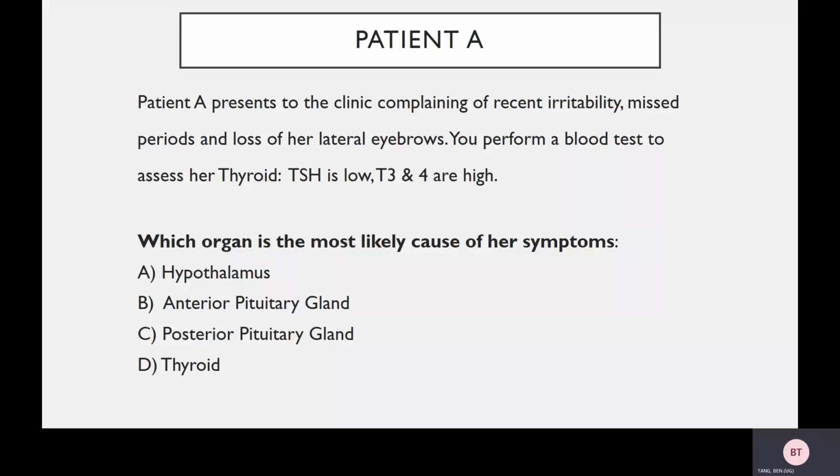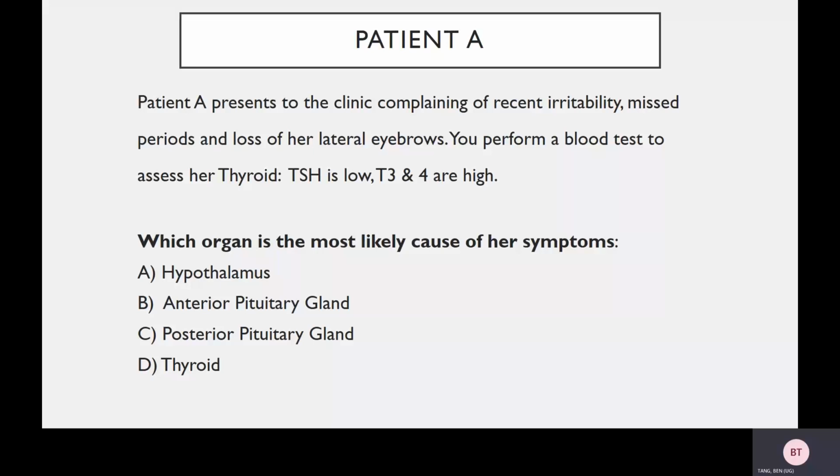You then perform a blood test to assess a thyroid level. You find that TSH is low and T3 and T4 are high, right? So just knowing that T3 and T4 are high means it must be a case of hyperthyroidism. But your next question is, what is causing this, right? There's 3 main players. It can either be the hypothalamus, it can be your anterior pituitary gland, or it can be the thyroid itself.